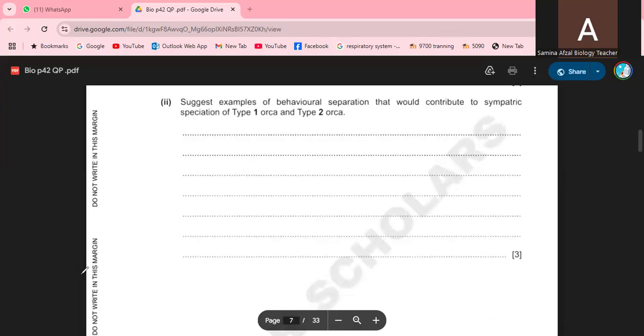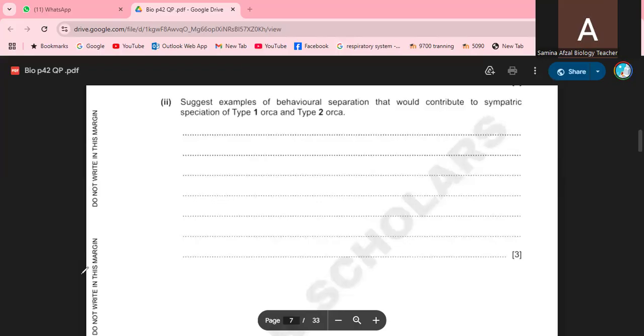So here I would like to say there are some examples of behavioral separation. For example, specific hunting techniques: type 1 orcas feeding on fish would develop and employ hunting strategies suited for capturing fish. This might involve coordinated movement, specific vocalizations to herd fish, and diving patterns adopted for fish shoals. That is different from type 2 hunting marine mammals like seals.